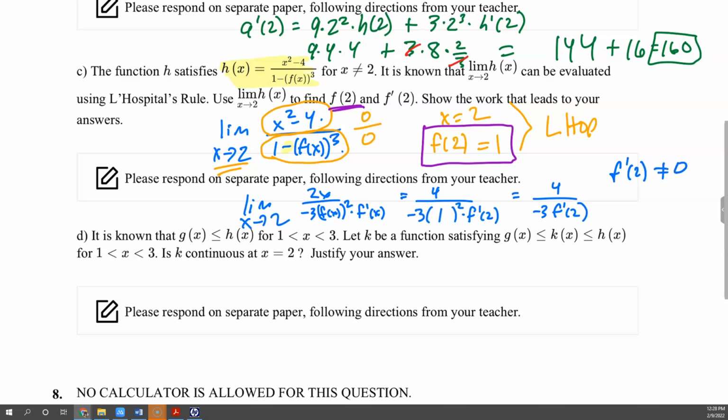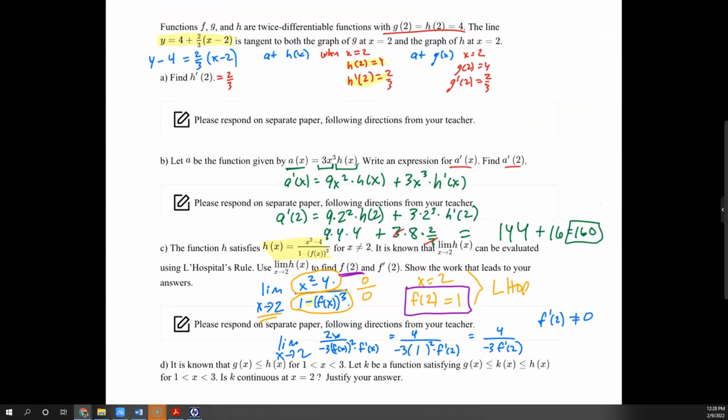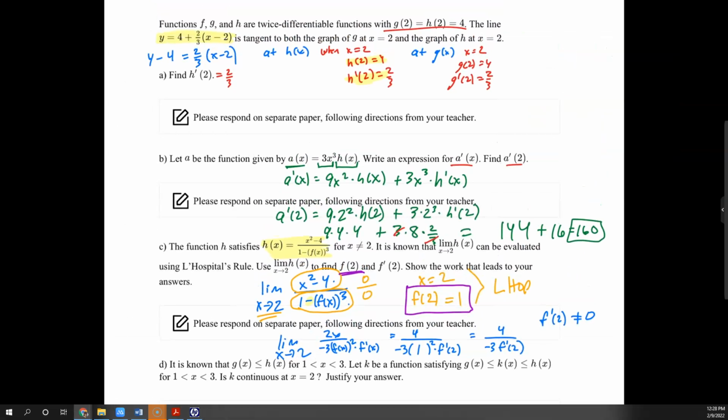What am I missing? Oh, this is the same problem. But it doesn't tell us anything else. Tell us anything about f. It does. Okay, check it out. This is the same problem.